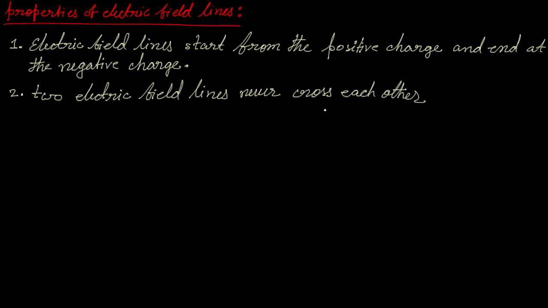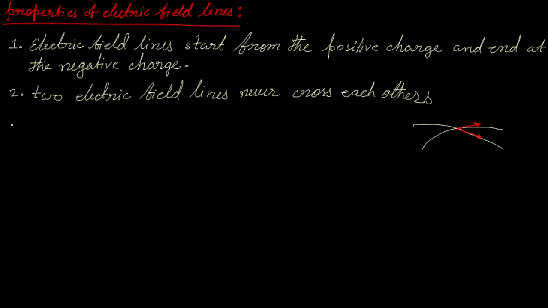Electric field lines never cross each other. If they cross, what will happen? Let's say two lines cross like this. According to the definition of electric field lines, we can draw two tangents on these two curves, and the tangents will give two different directions. So at this point, for the same charge distribution, we would get two different directions of electric field, which is not possible, which is not allowed. So we can say that two electric field lines will never cross each other.